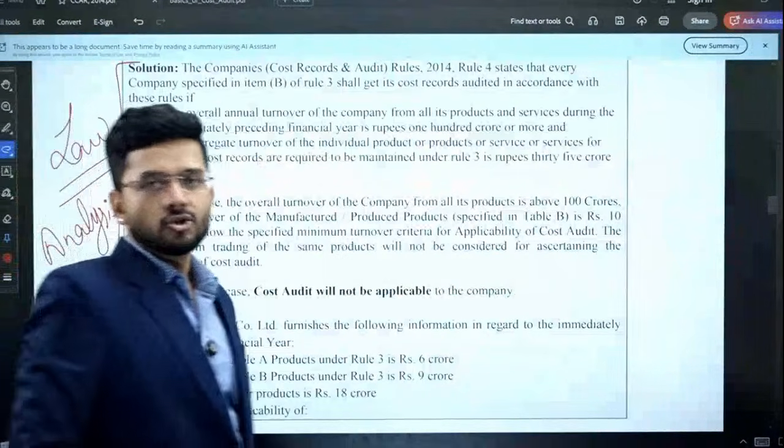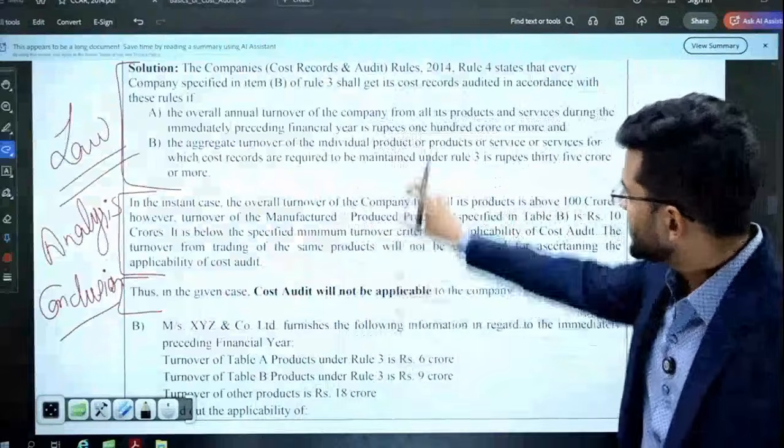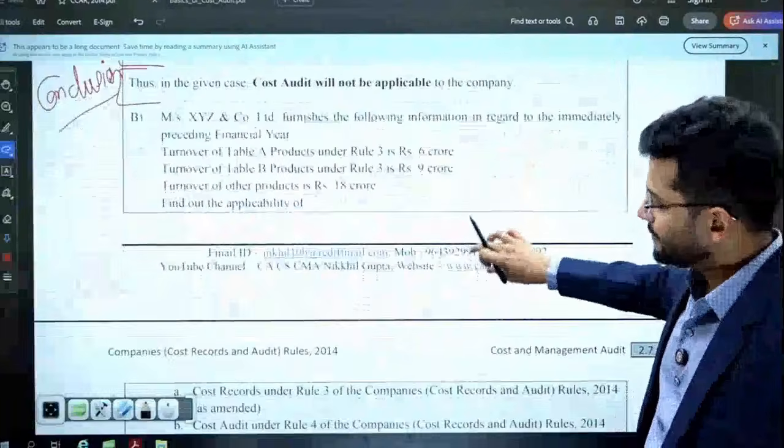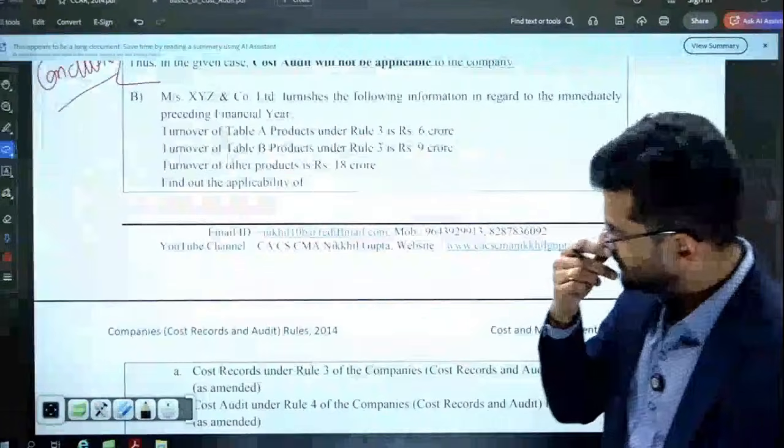This is the exact presentation which the examiner requires. That is how you need to present your answer. Okay, let's move on to the second question, part B.